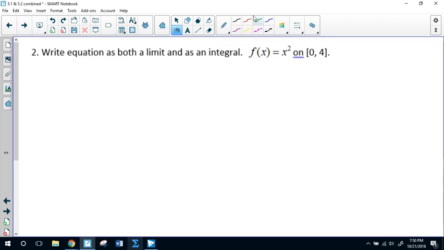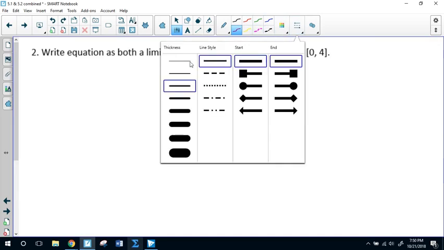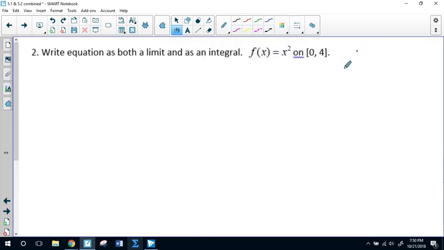All right, so the next one, same type of problem. Get the skinny marker here. So my integral, again, the integral part's the easy part. From 0 to 4, those are my bounds, and then my function goes here, x squared dx. Okay, but we need to write it as a limit definition. So the first thing you're supposed to do is find delta x. So delta x is upper bound minus lower bound divided by n, so 4 over n.